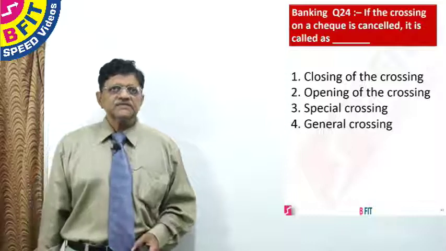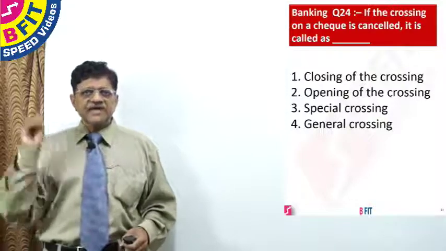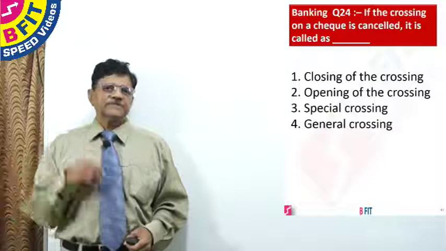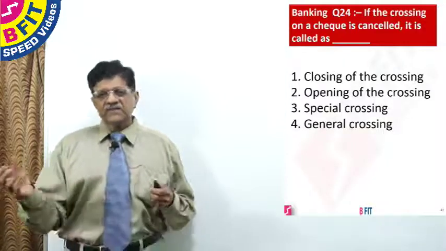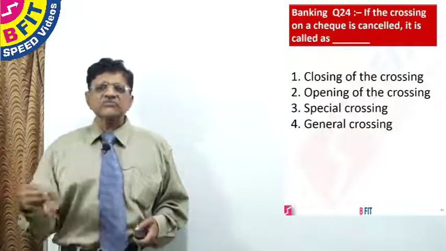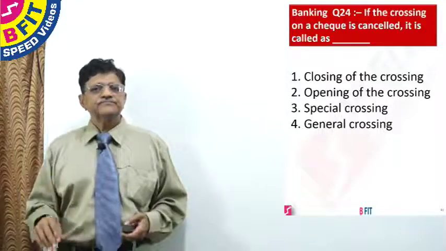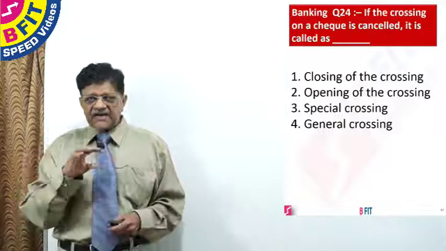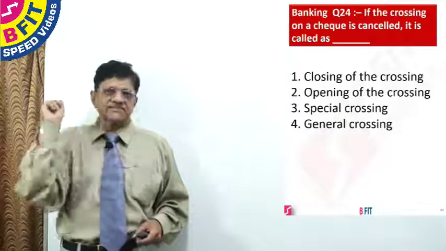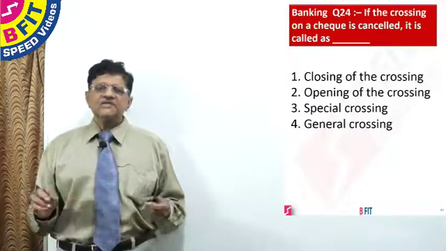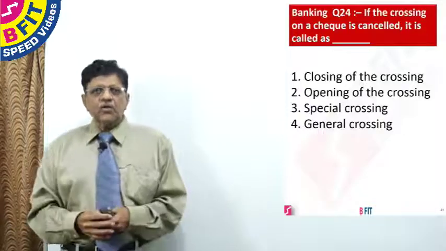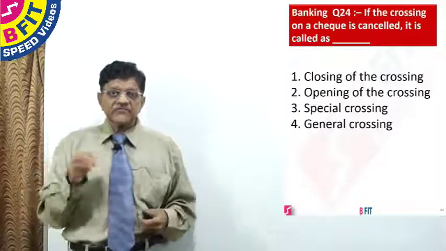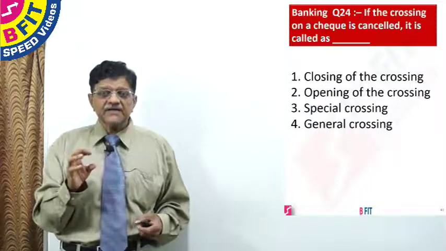The next question is, if the crossing on a check is cancelled, it is called what? For answering this question, we should first understand what crossing is. Crossing means, if there is a check, on the left hand side you add two parallel lines, then it is called crossing of a check. What is the effect of crossing? If a check is crossed, what is the effect?